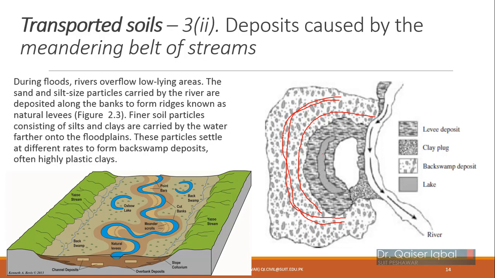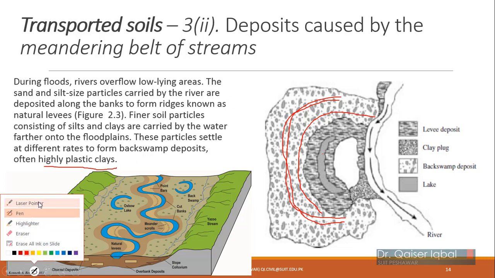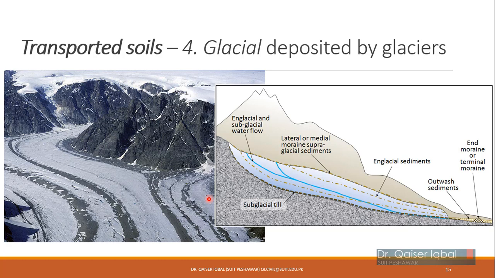You may have seen it on the side of the Indus River or other rivers, commonly in high flood season, in the Kabul River as well, near the Kabul River bridge near Charsadda. You may have seen that it deposits soil outside its path as well, and these deposits are often highly plastic clays. So this is also very common, and back swamp deposit is also done by the meandering belt deposits. You may observe them in a couple of places.